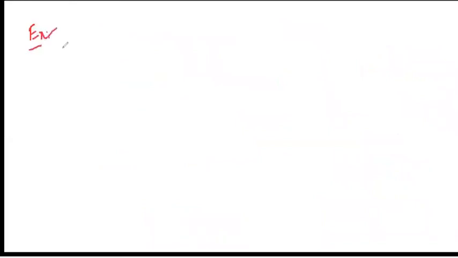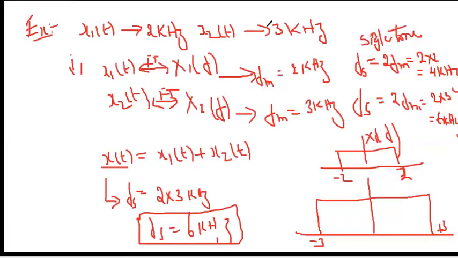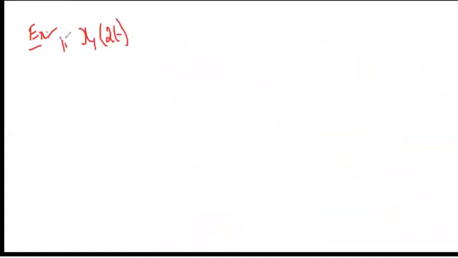For the second example, if we go with the same data, my dear students, take x1 of 2t. We already know this involves time scaling. So x1 of 2t has 2 kilohertz, and x2 of t is 3 kilohertz. With the same data, we did the first one individually, and the second one as x of t equal to x1 plus x2 of t. Now the third one, with the same data: for x1 of 2t, what is the sampling frequency fs?